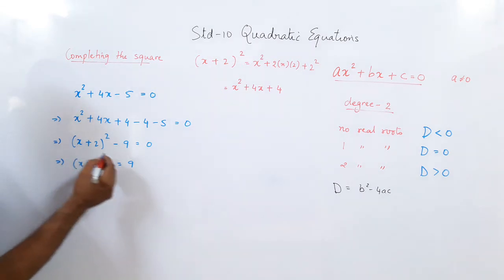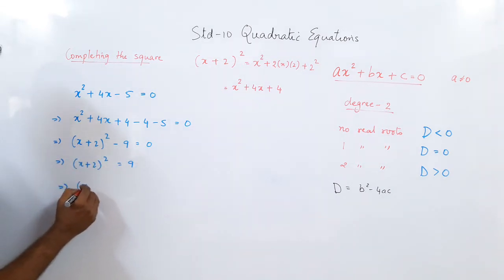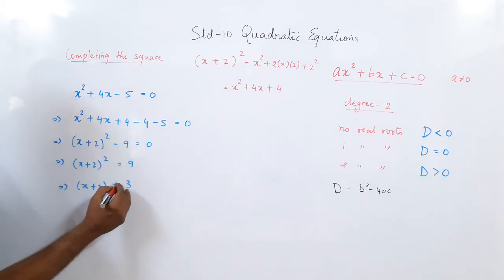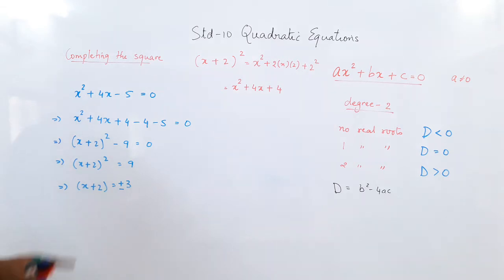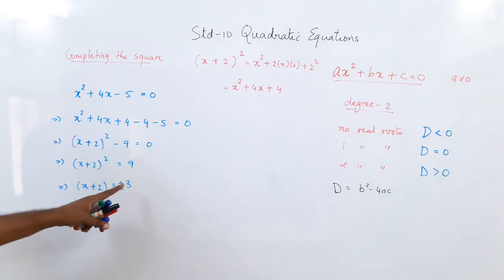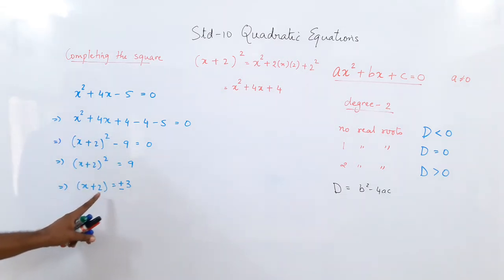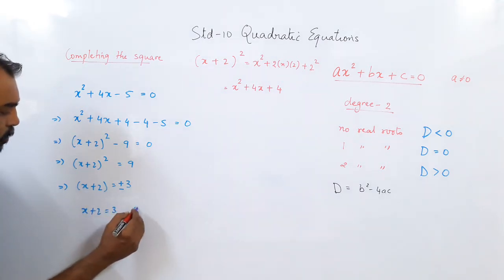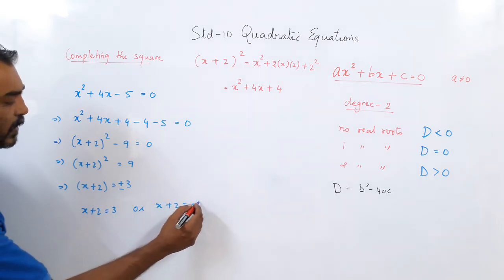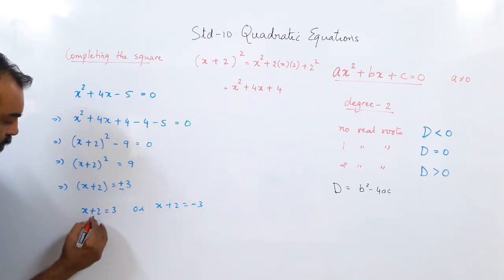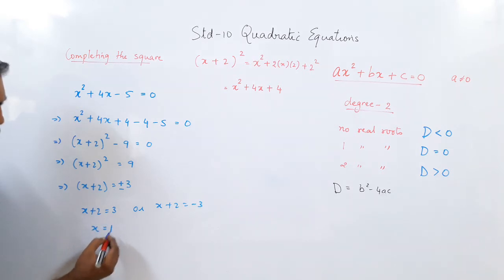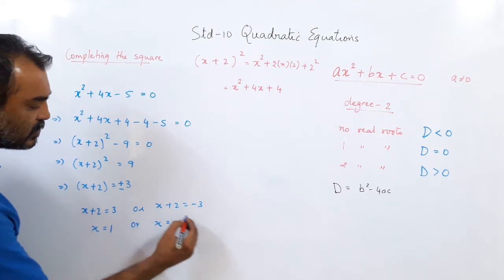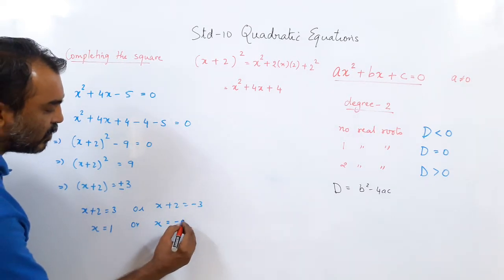Okay? Now I take the square root on both sides. So I will get x plus 2 equal to the square root of 9, but it will be plus minus 3. Always remember, why? 3 into 3 is 9, minus 3 into minus 3 is also 9. So I got x plus 2 equal to plus minus 3. Now x plus 2 equal to 3 or x plus 2 equal to minus 3. When x plus 2 equal to 3, 2 goes on the right side, 3 minus 2 equal to 1, or x equal to, when 2 goes on the right side, minus 2 minus 3 gives me minus 5.